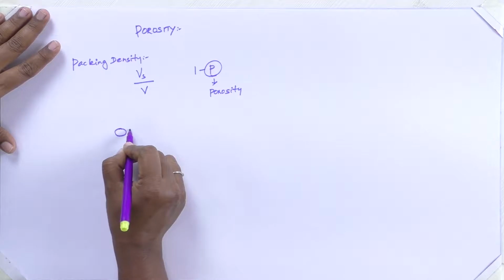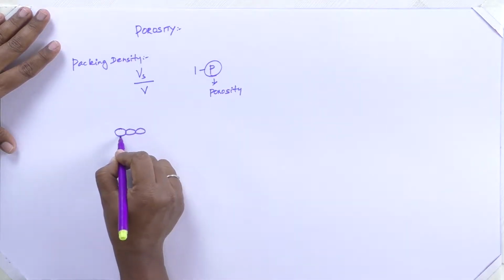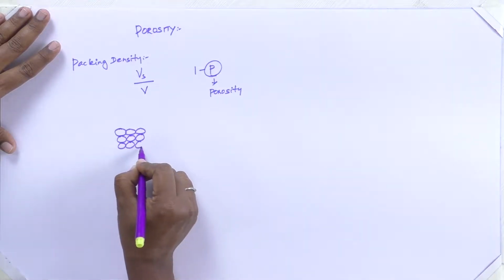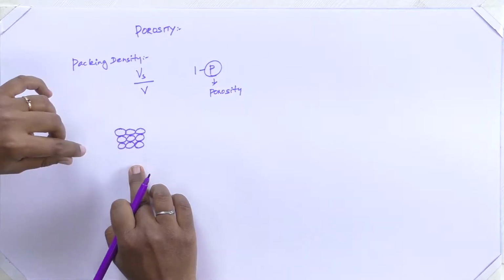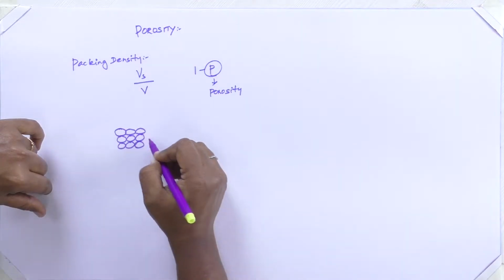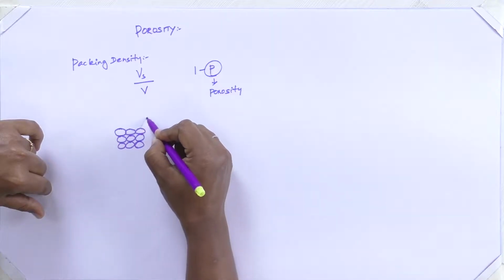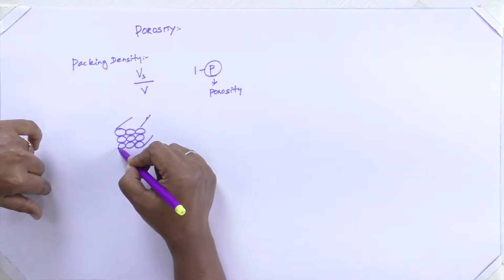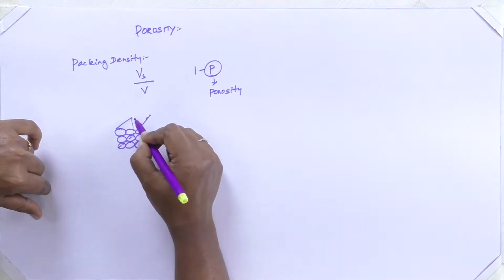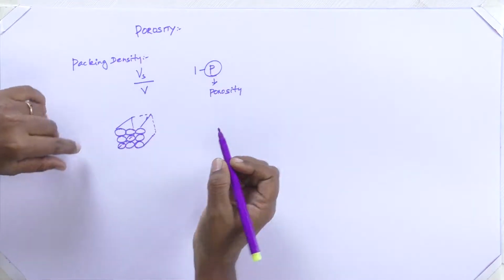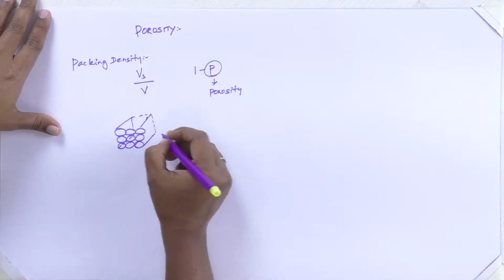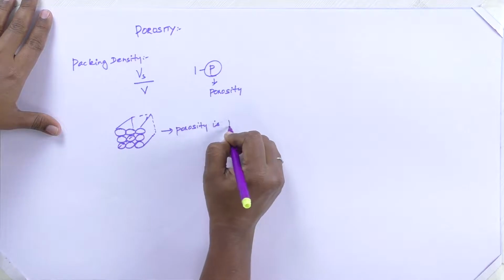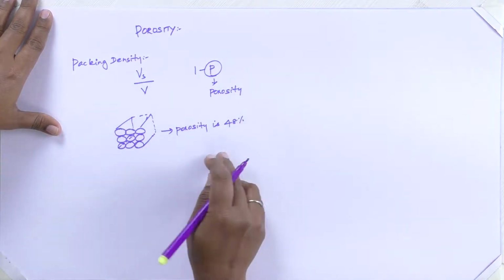Assume these to be the aggregates. When these aggregates are packed in a simple cubic manner, that is, in all the three directions, assume it to be continued on this side, in all the three directions. For a simple cubic packing, the porosity is 48%.